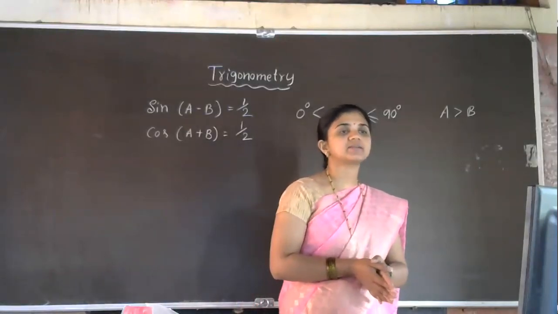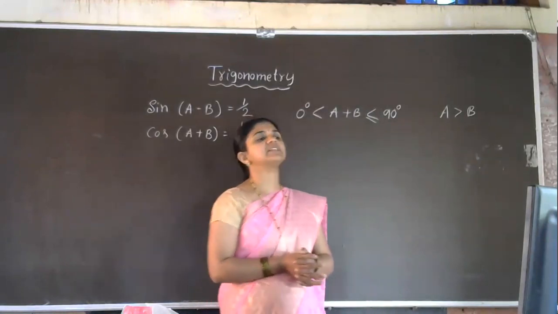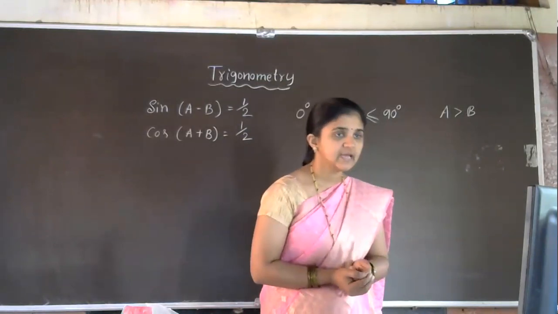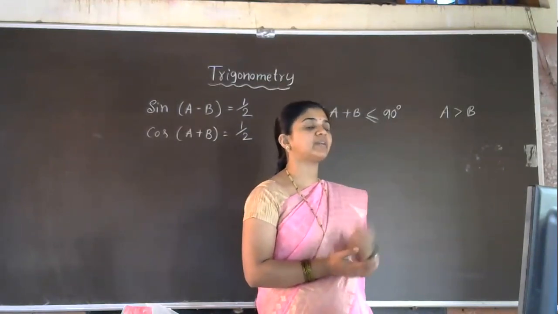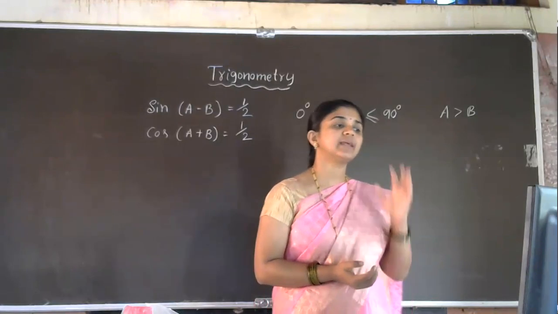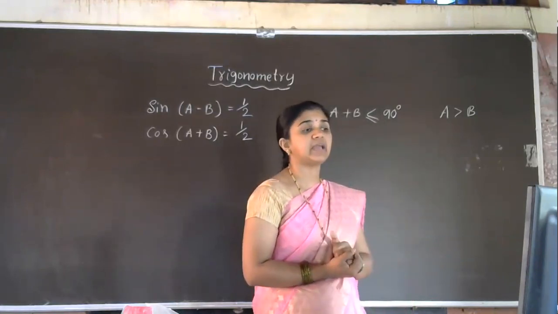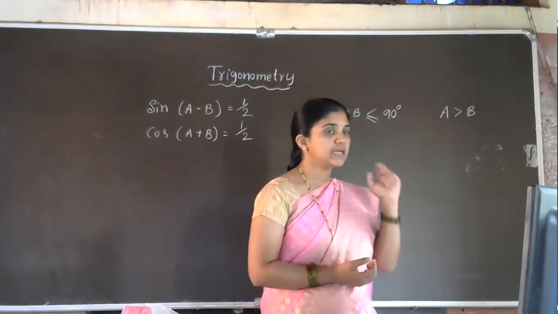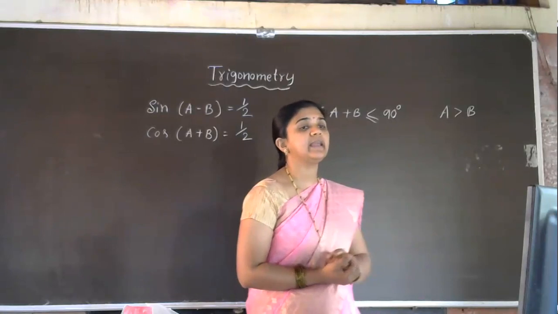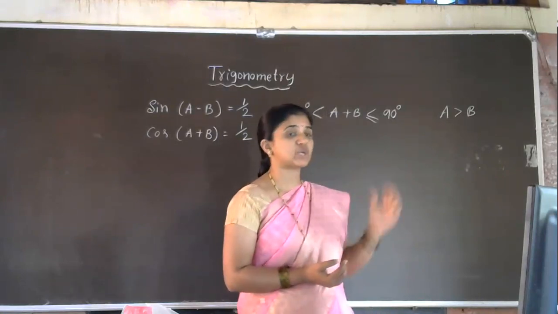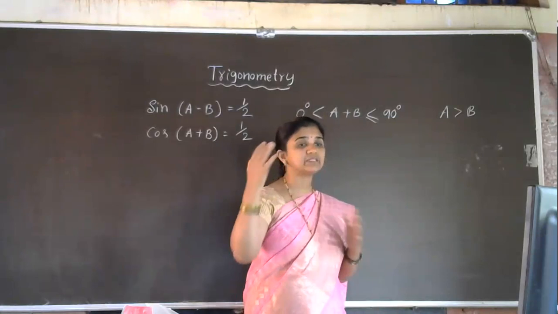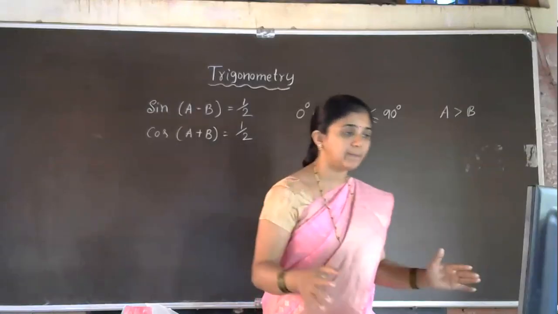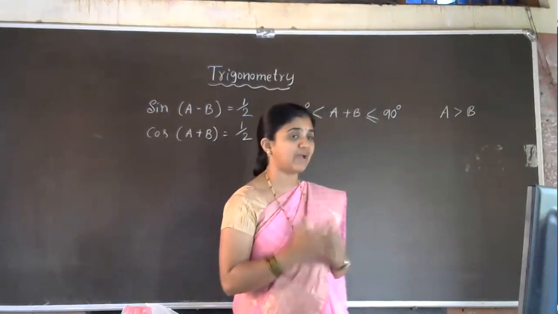So we are discussing the trigonometry topic. In the last class we discussed the trigonometric ratios of some specific angles. Yesterday we discussed the trigonometric ratios of specific angles, that is 0 degree, 30 degree, 45 degree, 60 degree and 90 degree. We discussed all the 6 trigonometric ratios for all these 5 specific angles, and in the last we prepared one table, that is the trigonometric value table.